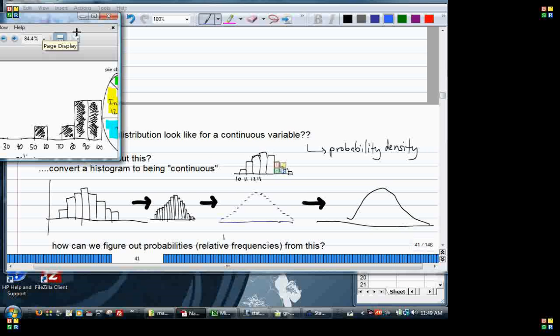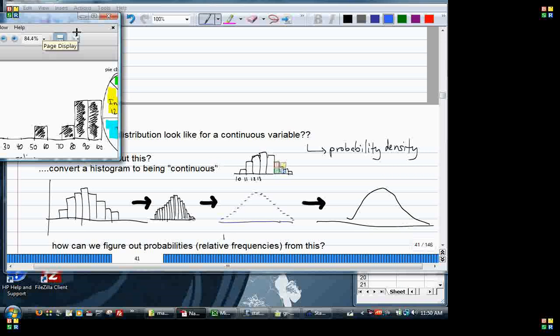So this is really important. One of the important things we're going to be doing going forward is looking at histograms like this, and we'll be asked questions about the probability. And finding the probability will be the same as finding the area. So probability and area in this representation is the same thing.